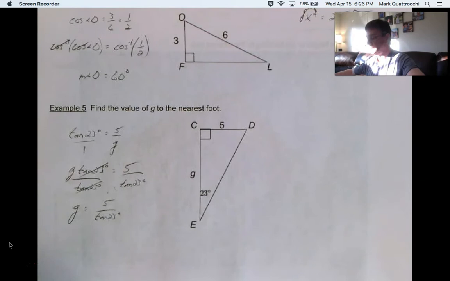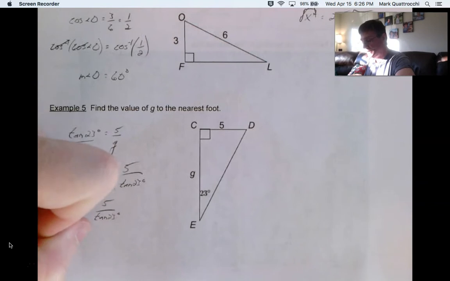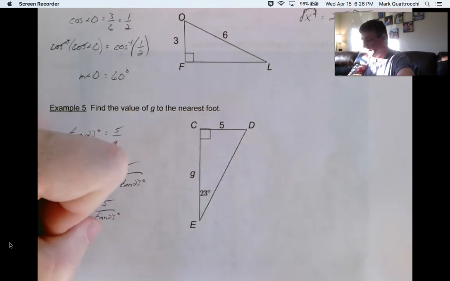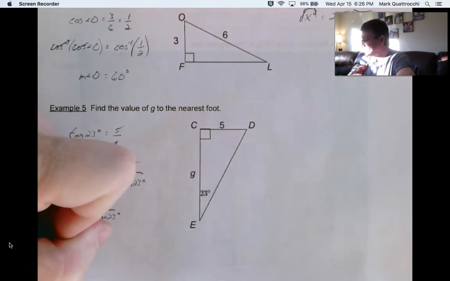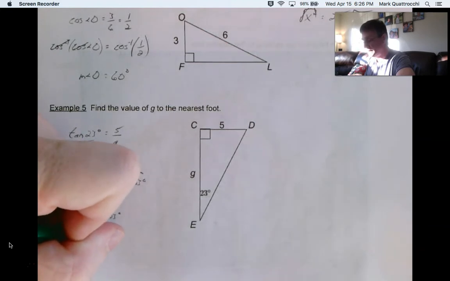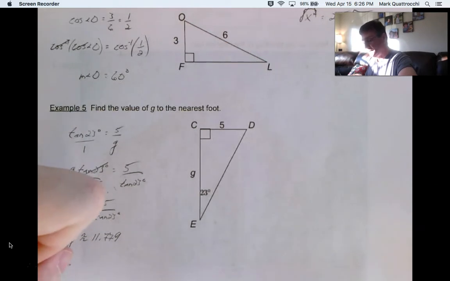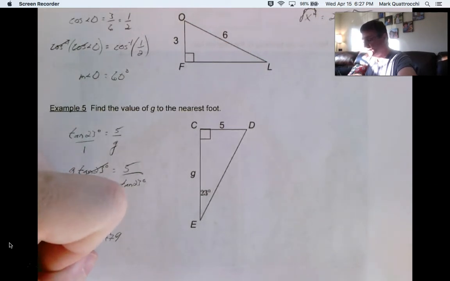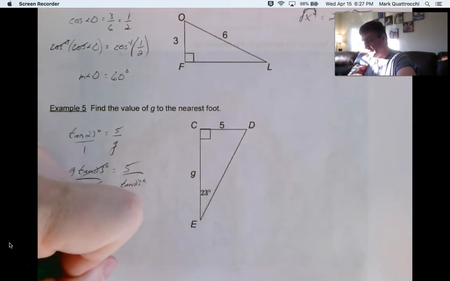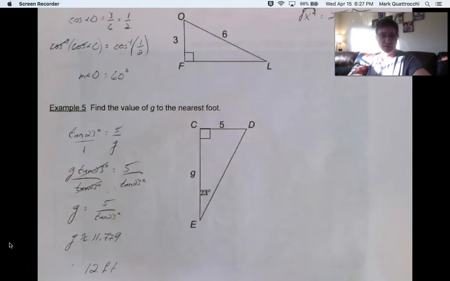We go to our calculator. And you hit equals. G is approximately 11.779. And it's asking us to round to the nearest foot. So 12 feet is the answer to example 5.